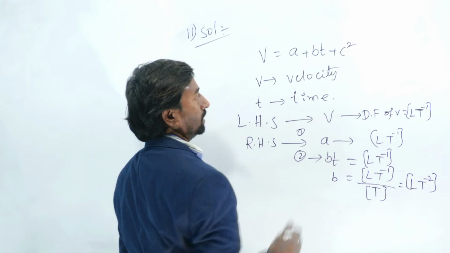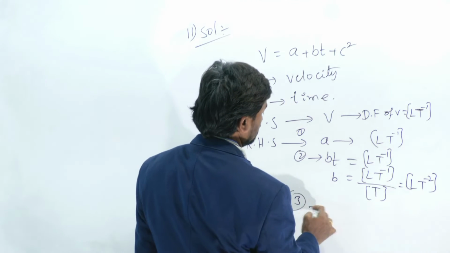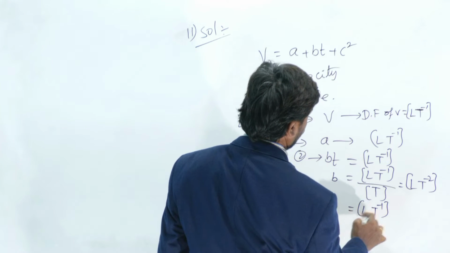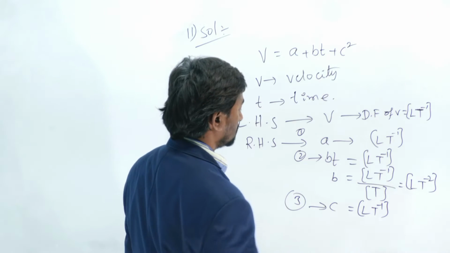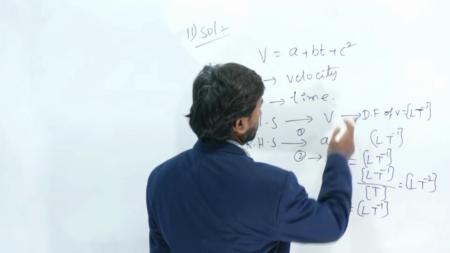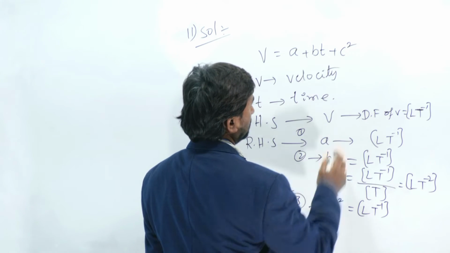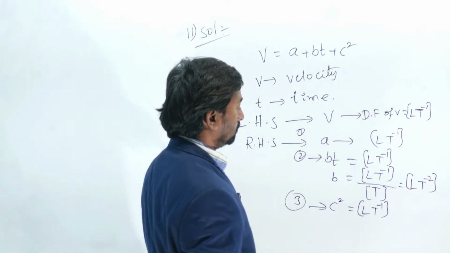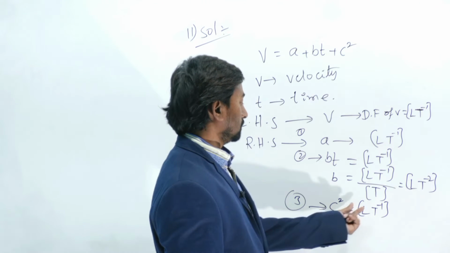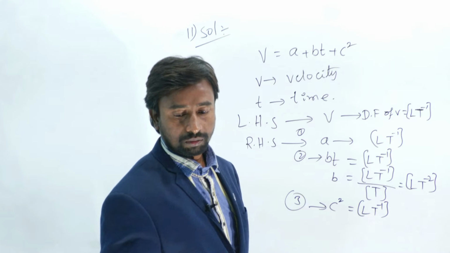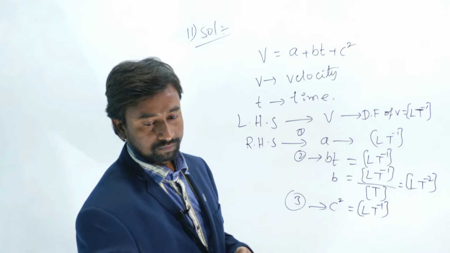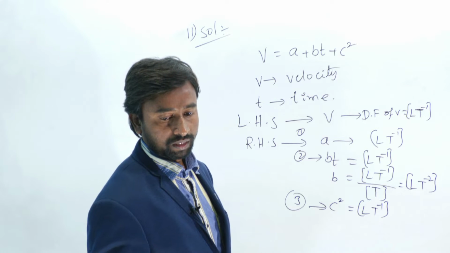Now here the third term is C. So C square is equals to, what should be there? L into t power minus 1. C square should be this one. This term should have the velocity then. So here square is there. If the square is there, means what will happen there? L square t power minus 2 will come there.